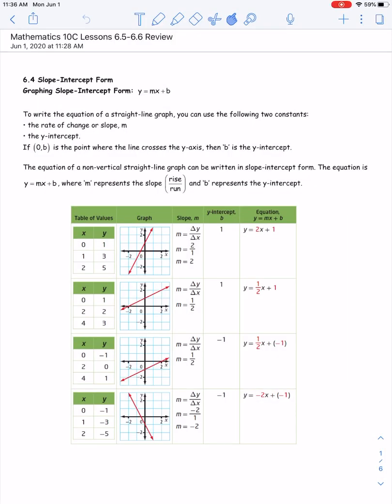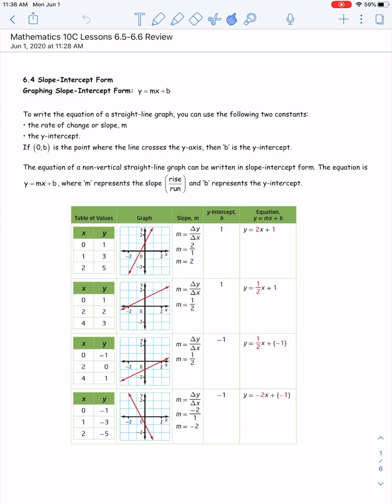Hey Math 10C, we are going to go through and review lesson 6.4, lesson 6.5, and lesson 6.6. So 6.4 is slope-intercept form, graphing slope-intercept form, y equals mx plus b.